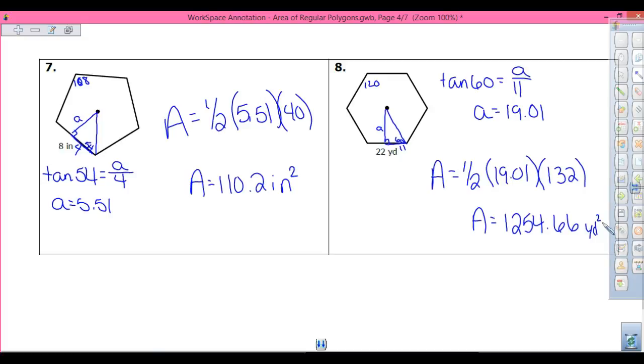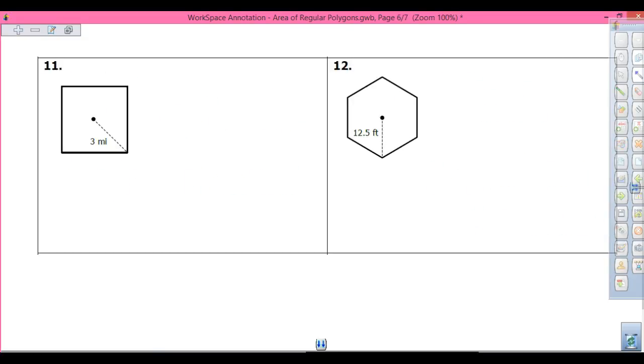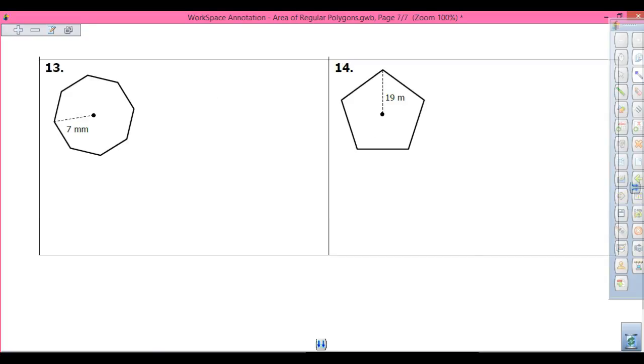Okay, all right, so we need to look at number 13. Sometimes, if they give you the radius, because that's the radius, right? You're going to have to find the apothem and the side. Okay? So first of all, what kind of figure do I have here? I have an octagon, so each angle is 135, and we've done plenty of octagons so far.